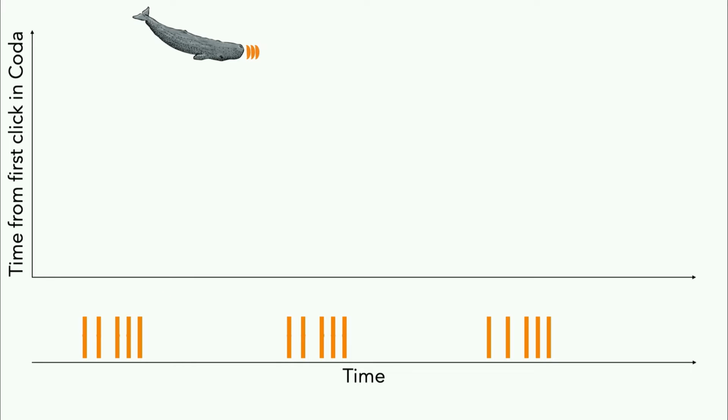So the first thing we did was we developed a few different ways of looking at this data itself. One visualization we came up with was this one. So instead of plotting the clicks in time this way, let's plot them along two axes. On the x-axis, the position of the dot will represent when the click was made. And on the y-axis, how long after the first click in the coda the click was made. Let's also do this for the other clicks.